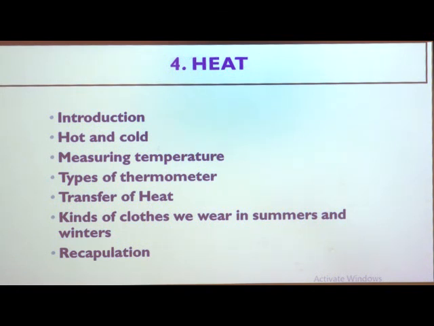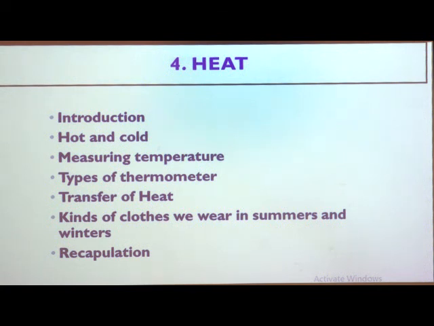Then the third point we are going to discuss is measuring temperature. So we are going to learn how temperature can be measured. Then types of thermometer. There are different types of devices by which we can measure temperature. This is also what we are going to learn here.